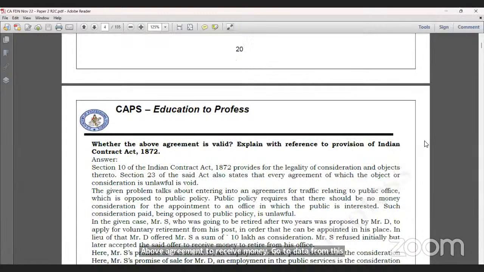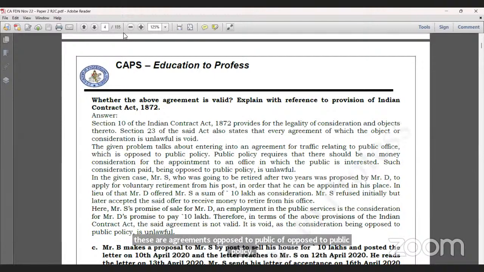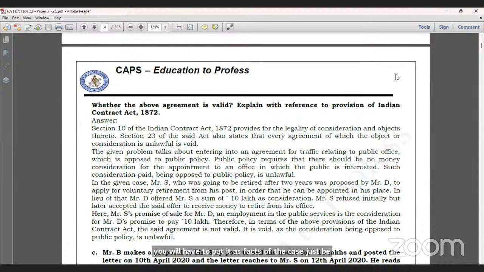Now remember we had done this case. This was agreement trading with public office, right? Again, these are agreements opposed to public policy. If there is an agreement which trades in public office, so now how do you handle this case? Remember I told you they will give you an answer, but if you want to create an impression in the mind of the examiner, you will have to put it as facts of the case. Just read the case again, so I'll put it in that proper perspective.